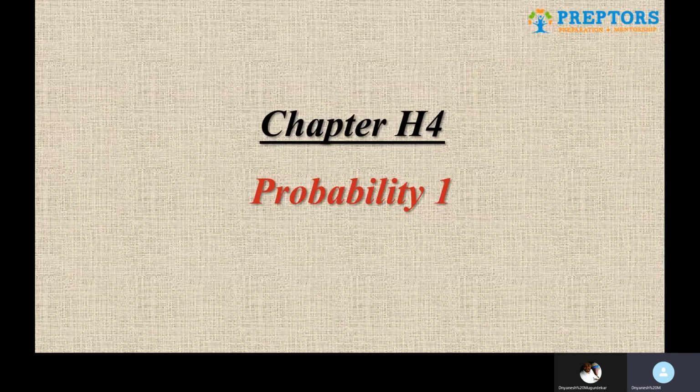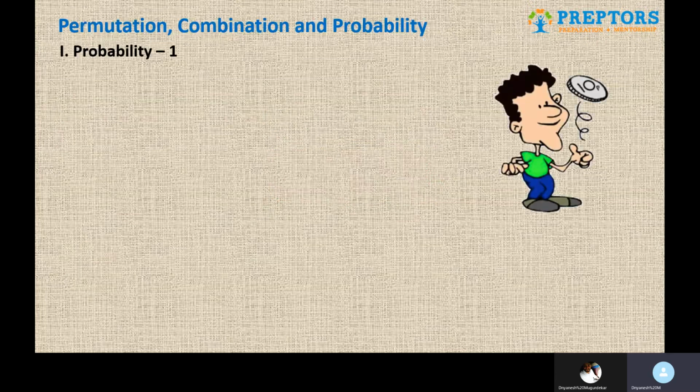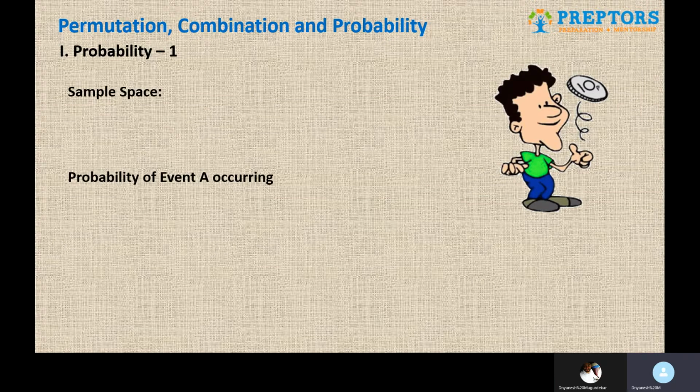Hi everyone. So we are doing H4 today, which is probability part 1. What we are going to see is the introduction to probability first. So the definitions are sample space and probability of event occurring. Sample space is all possible outcomes.